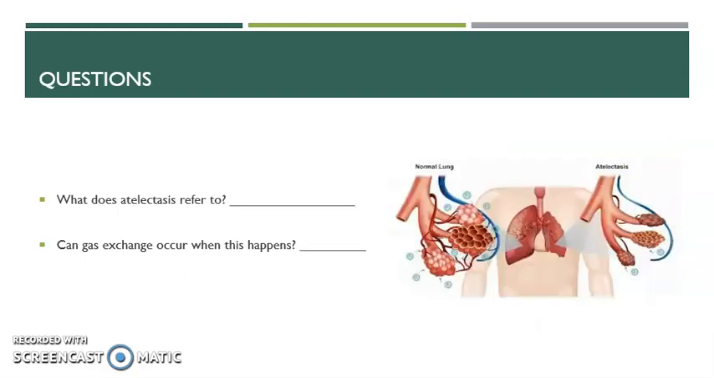To answer these questions, you need to remember what atelectasis is. With atelectasis, we will see collapsed alveoli. Next, we need to know if gas exchange occurs when this happens. If we have collapsed alveoli, the alveoli cannot participate in gas exchange, which means gas exchange is decreased and the patient is not oxygenating as well.